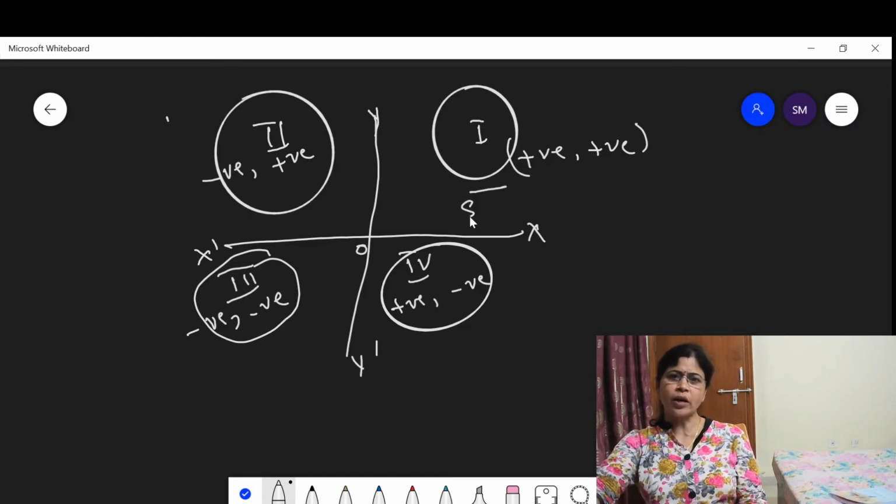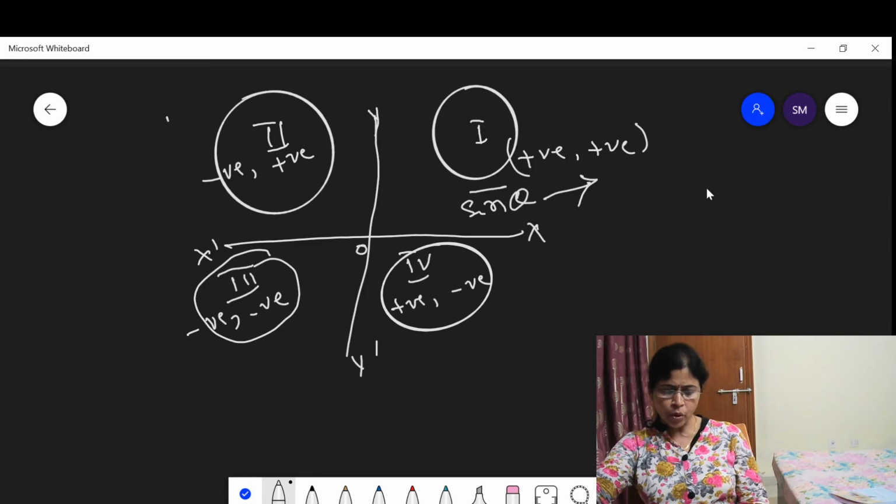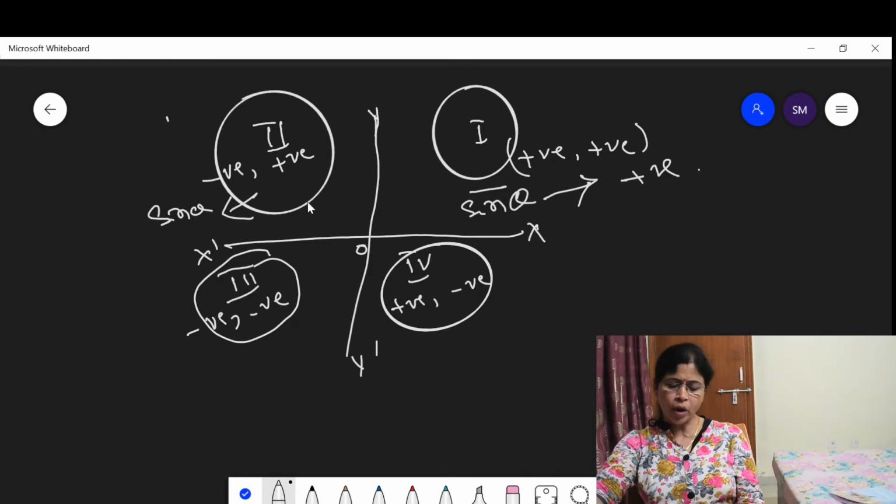In the first quadrant, sin theta is always in increasing mode and positive. In the second quadrant, sin theta is in decreasing mode and positive. But in the third quadrant it is decreasing.